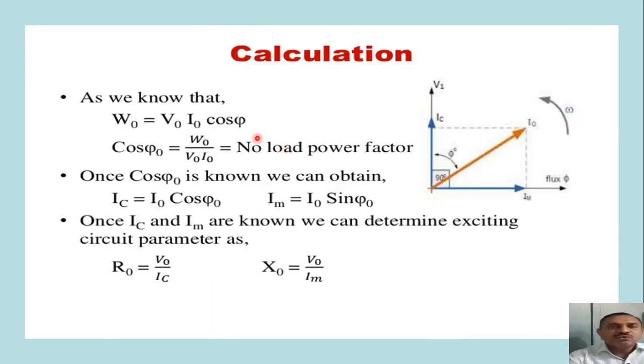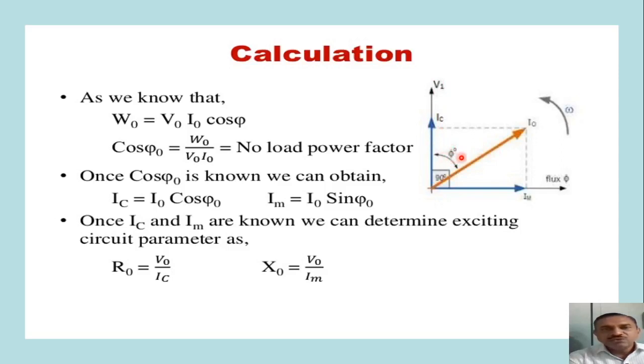As I told you earlier, from the open circuit test we can determine the magnetizing current components or no load current components. From that, first we can get the value of cos phi 0 as the ratio of W0 upon V0 I0, which is our no load power factor. We can plot it on this particular phasor diagram here. The X-axis shows the flux, the Y-axis shows the voltage V1 or V0. We can draw that I0 to the required scale with the angle phi 0 here.